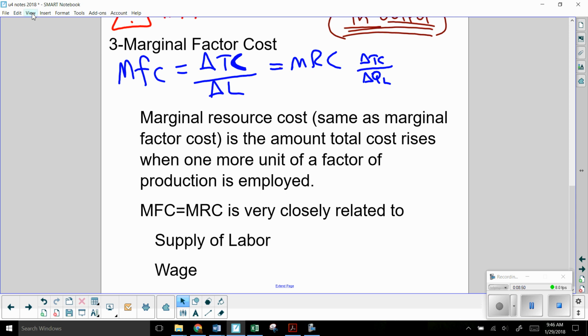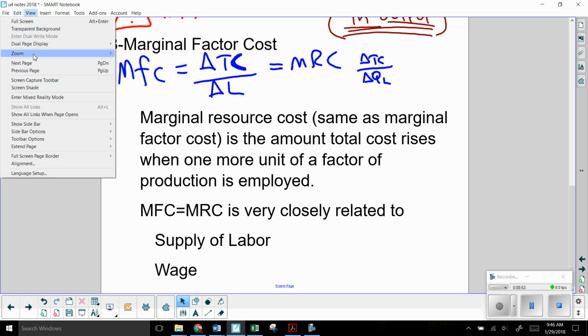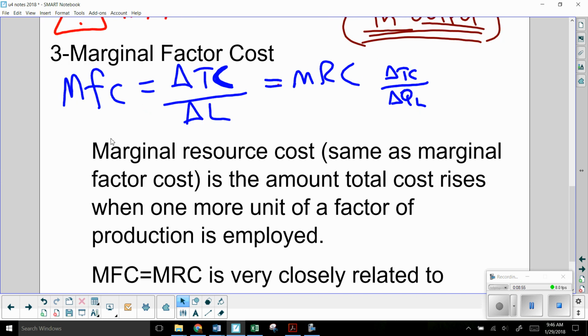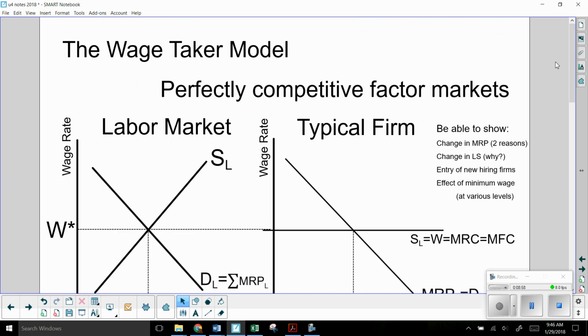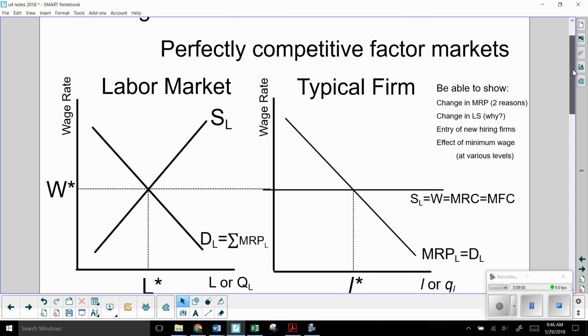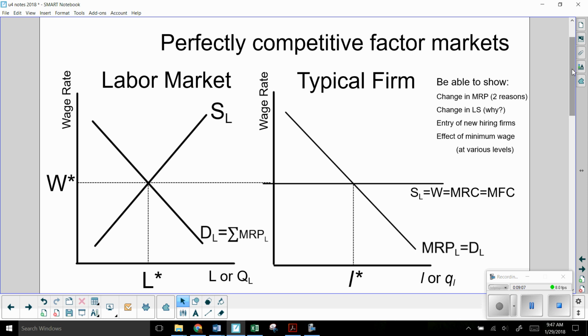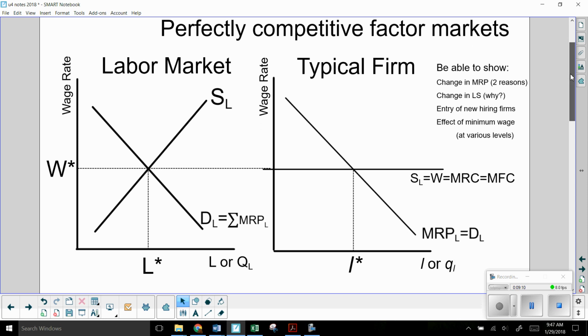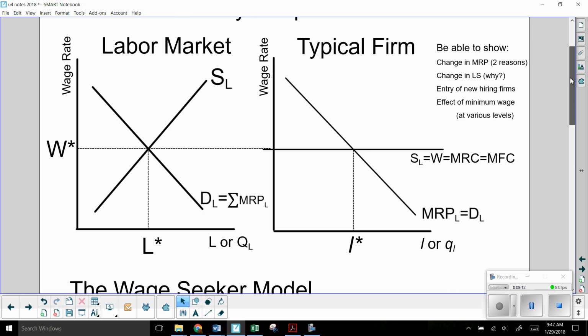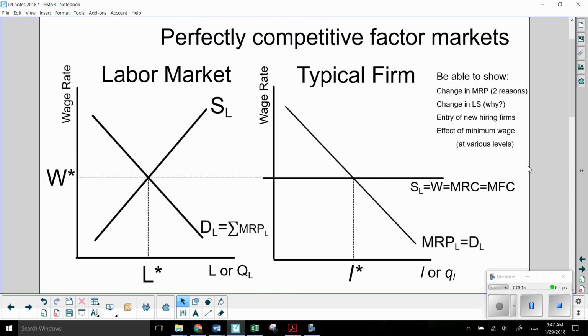Okay, so from there, what we need to do is think a little bit about how this shows up graphically in 2 key models. The first model we're looking at, we can call the wage taker model. Here we're thinking about firms that are hiring their workers in a perfectly competitive labor market. Anything that we say about this model, we could say of a perfectly competitive market for capital or land or any other resource. We just tend to use labor as our typical example.